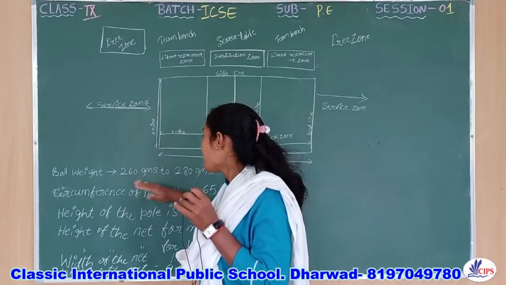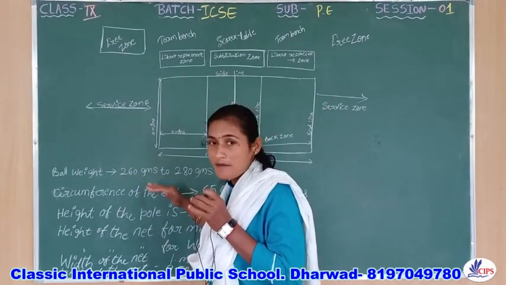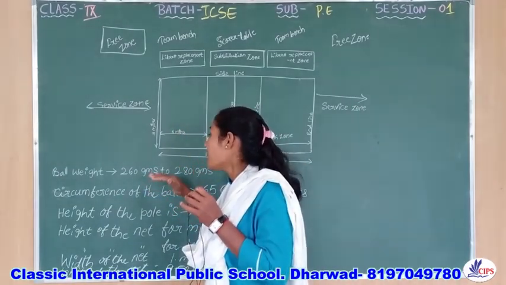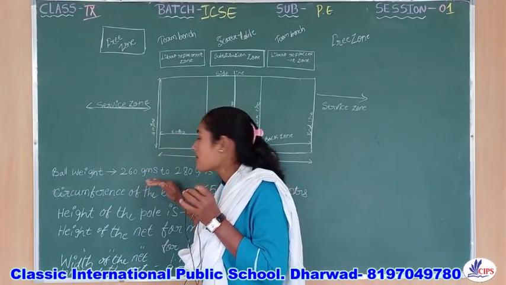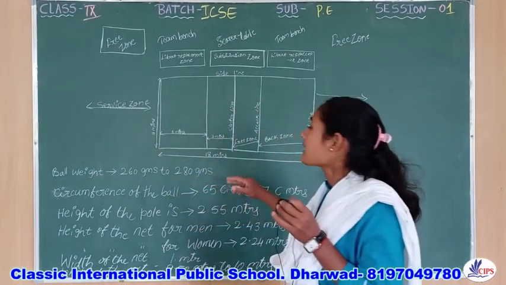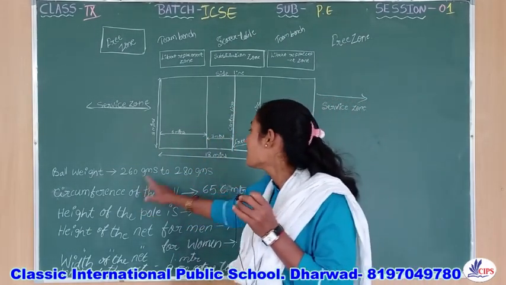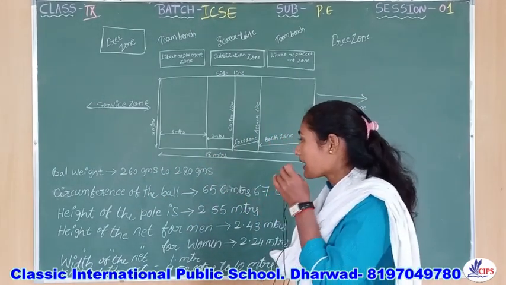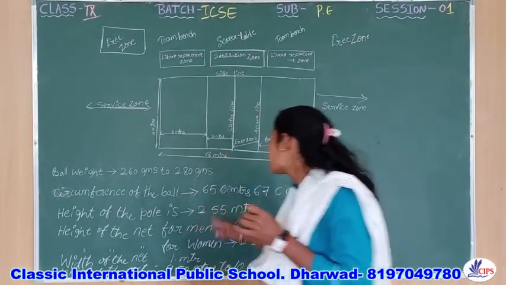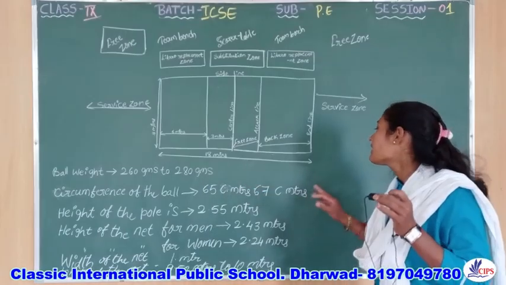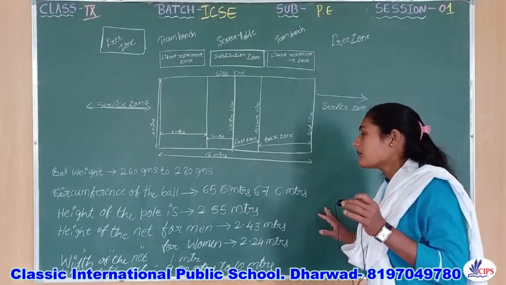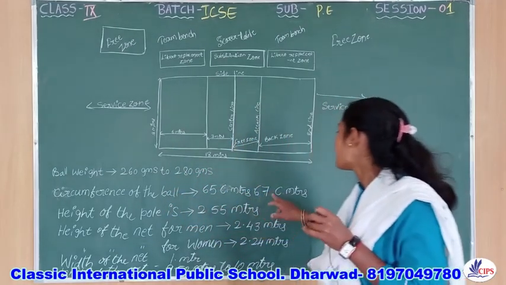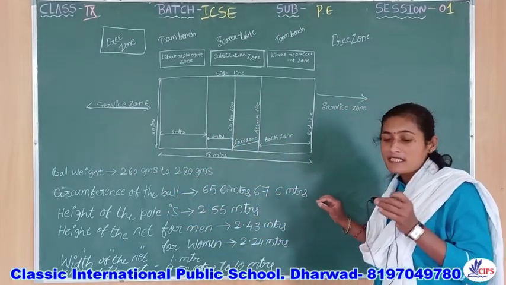Minimum weight is 260 grams. The ball weight is 260 grams to 280 grams: minimum 260 grams, maximum 280 grams. Next, the circumference of the ball is 65 centimeters to 67 centimeters. 65 centimeters is the minimum, 67 centimeters is the maximum.